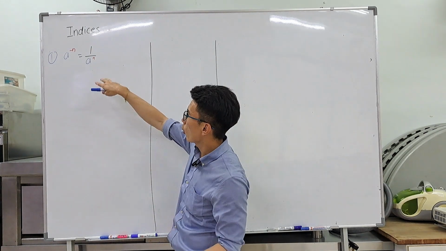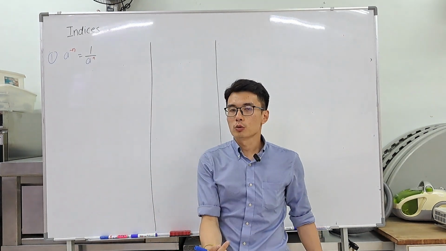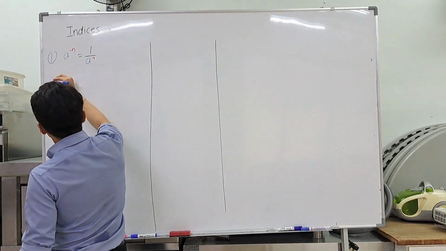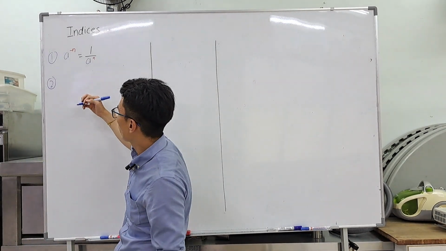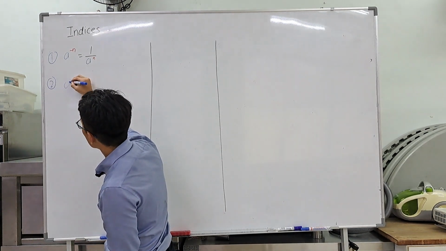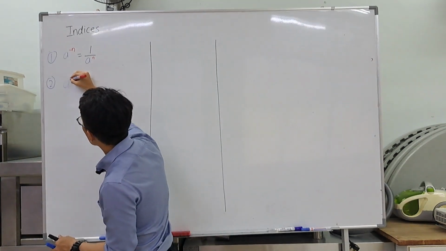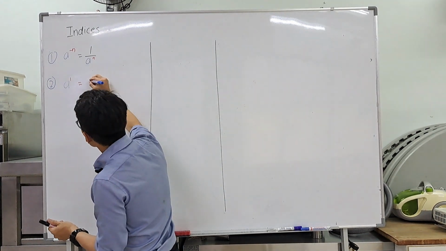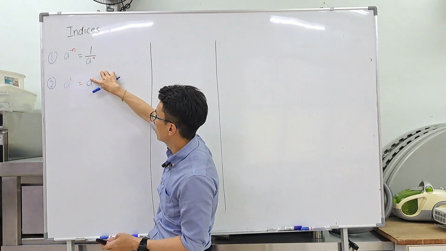Now, we have talked about this rule over here, and that's the first rule in indices. Now, what's the second rule over here? The second rule is, when I have a number, let's just say in this case I have A, and I power it to 1, I will always get back the same number.